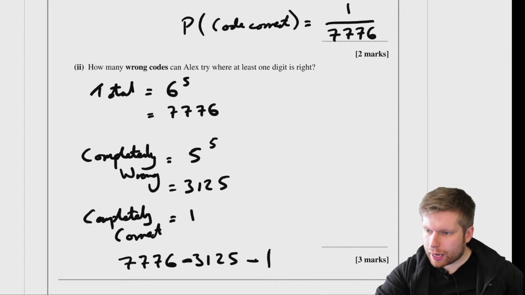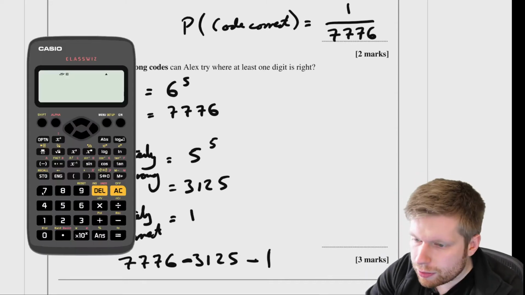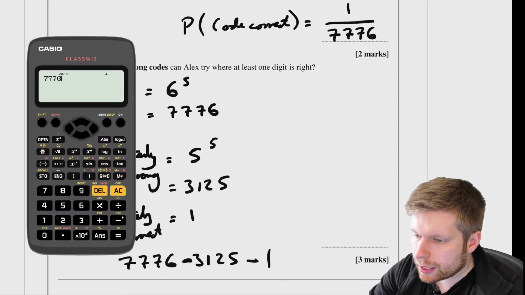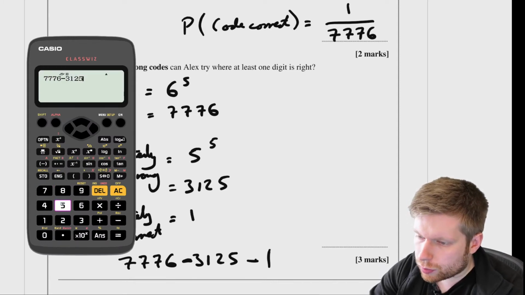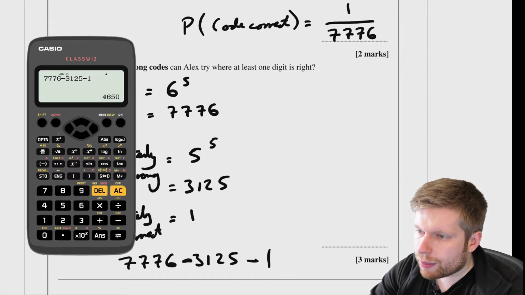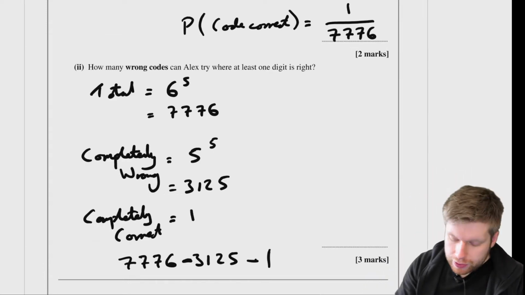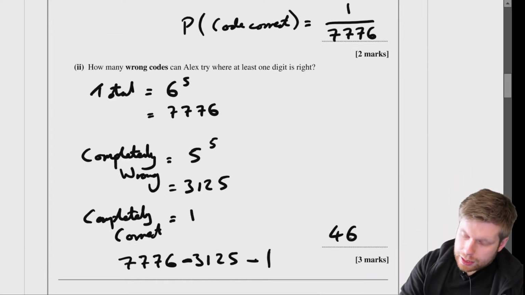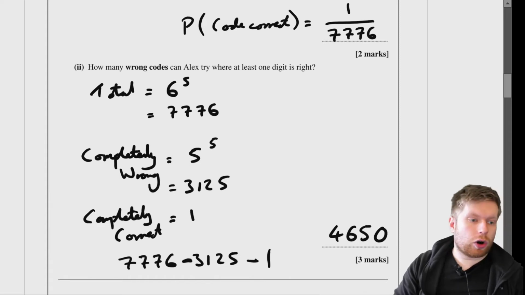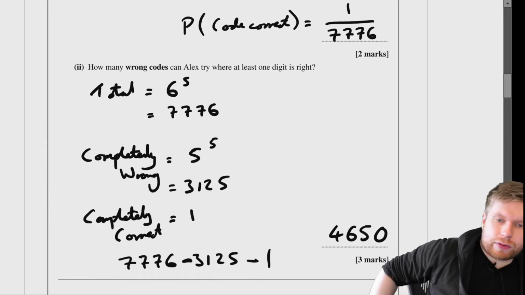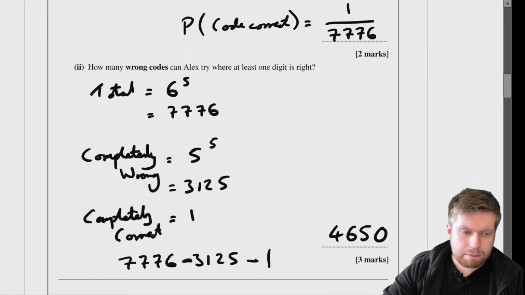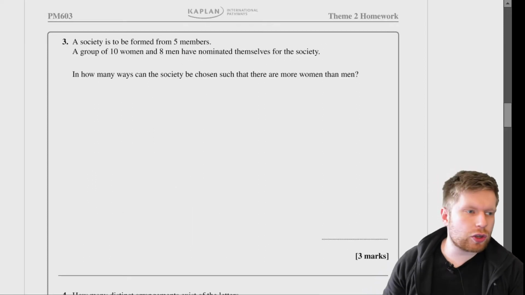So let's just quickly check that on a calculator. So I'm going to go 7,776 minus 3,125 minus 1, and that will give me 4,650 codes where at least one digit is right, but it's not completely correct. So 4,650 is the answer there. So let's have a look at question 3 then.